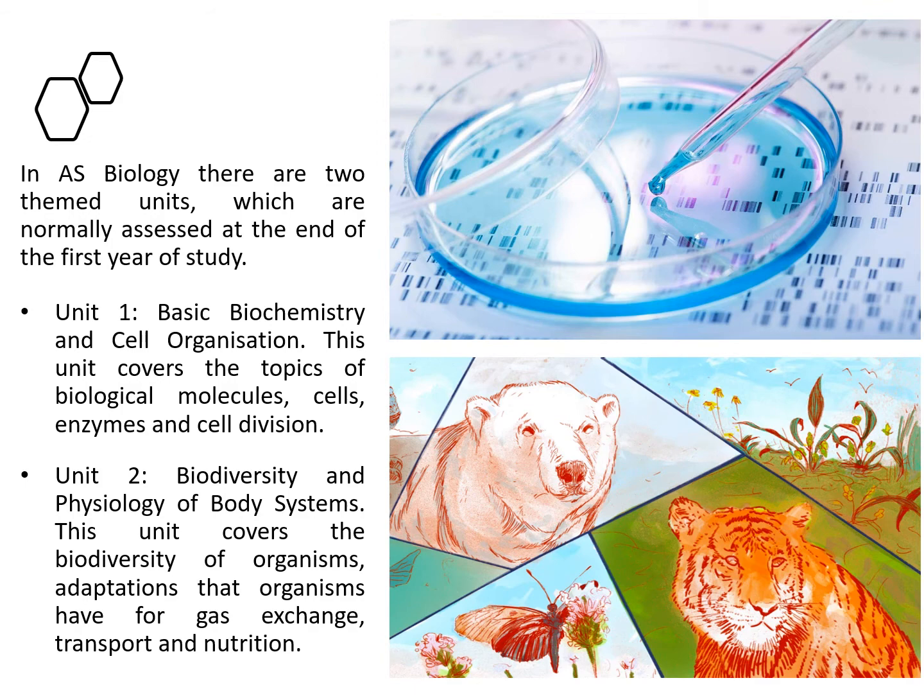Okay, in terms of the content within the course, you have 2 units within the AS level. These are assessed normally at the end of the year in terms of examinations. Unit 1 is basic biochemistry and cell organisation. It covers the topics of biological molecules, cells, enzymes, and cell division. And we'll have a little bit of a look at the breakdown of those in a little bit.